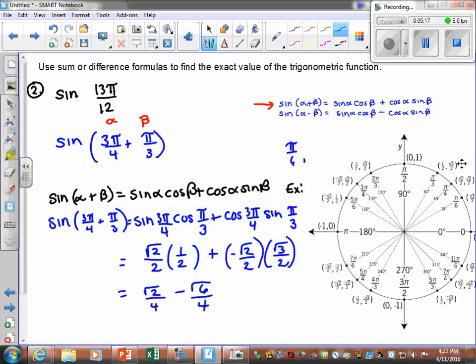over 4. Now, if we wanted to at this point, we could factor out a GCF of 1/4, and oftentimes I think MyMathLab will do that. So if I take out a 1/4, that would leave me with the square root of 2 minus the square root of 6. And this would be our solution.